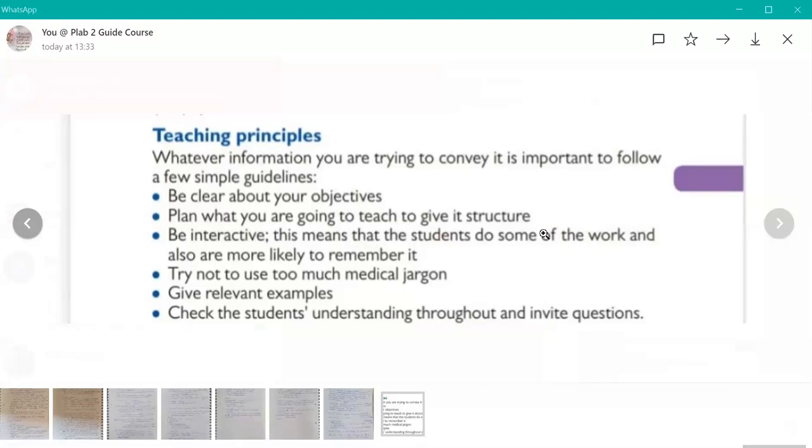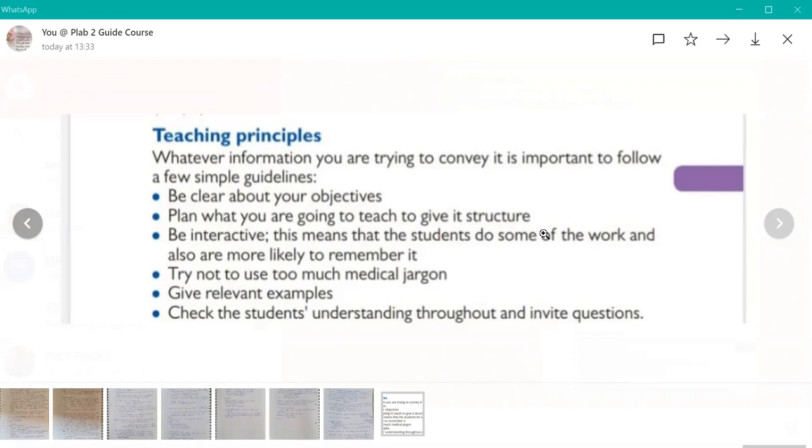For example, when doing ECG rate, we need to calculate. After you explain it, just let them do the mathematical part. For example, if we have four big squares between the R and R wave, we divide 300 by 4. So ask them, can you tell me what 300 divided by 4 is? The idea is just to get them involved, and you can ask them very basic questions, to make them alert and awake and enjoy the teaching.